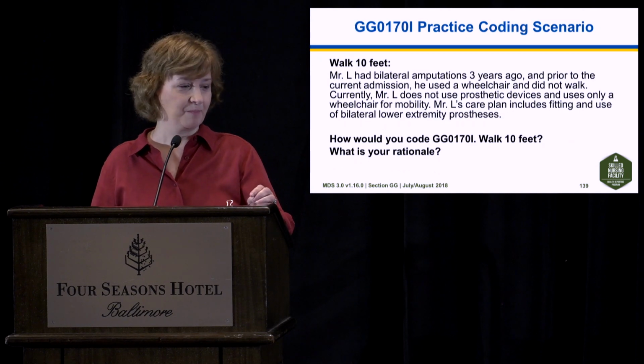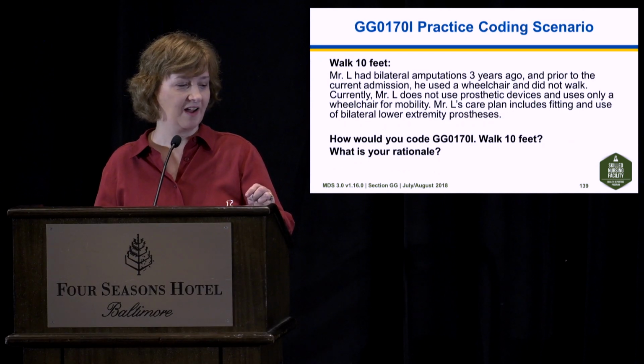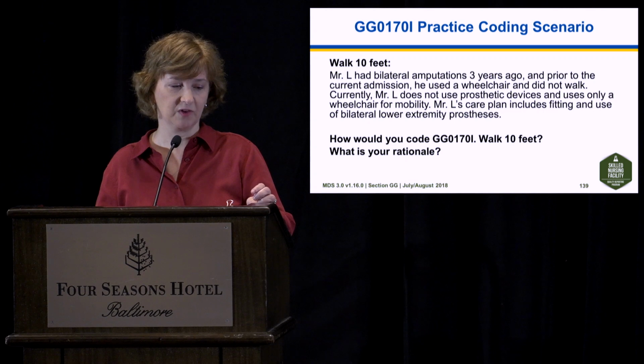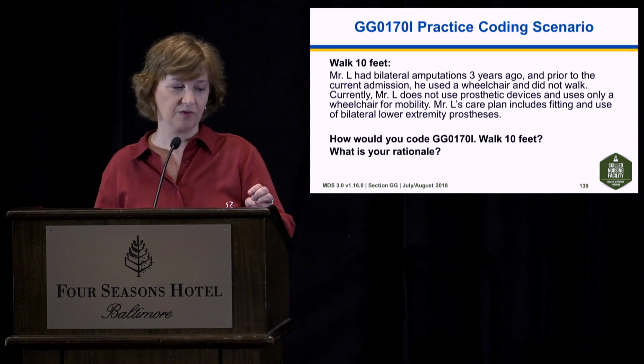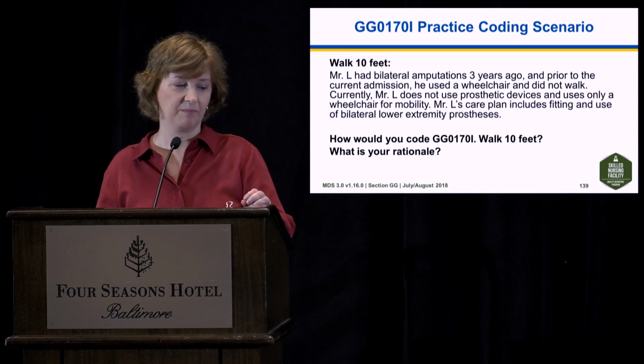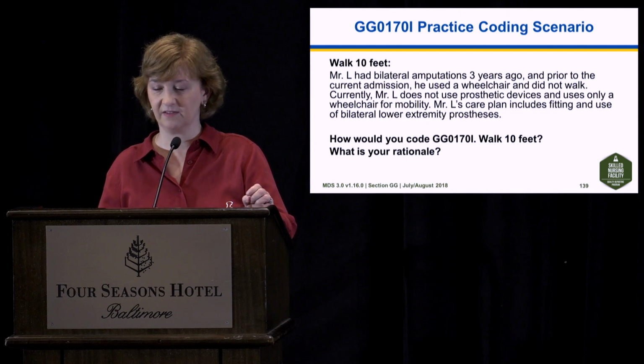So we have some practice scenarios, of course, for the walking items. So in this instance, we have Mr. L. Mr. L had a bilateral amputation 3 years ago, and prior to the current admission, he used a wheelchair and did not walk. Currently, Mr. L does not use prosthetic devices and uses only a wheelchair for mobility. Mr. L's care plan includes fitting and use of bilateral lower extremity prostheses.